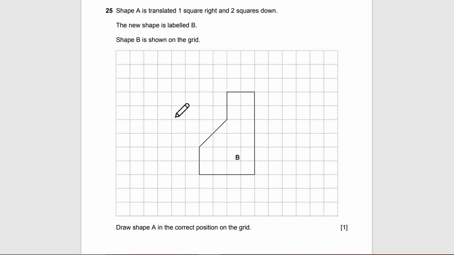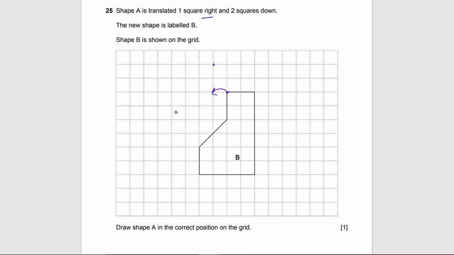So we have to take the opposite. This is B, so 1 square left. All points will be going to the left, 1 square. And 2 squares up. So it will be 1, 2 up there. So this point will be here.